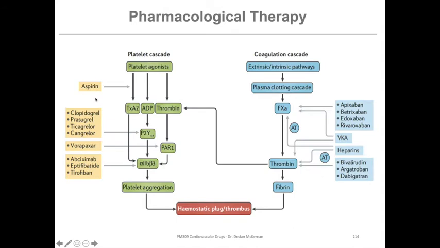The diagram on this slide shows the possible pharmacological targets in both the platelet and coagulation cascades. The drugs in each case are listed in yellow and their targets in green for the platelet cascade, while on the right the drugs are shown in light blue and the targets are in dark blue. We will discuss the drugs targeting the platelet cascade first in this lecture, and then discuss the drugs targeting the coagulation cascade in the next lecture.